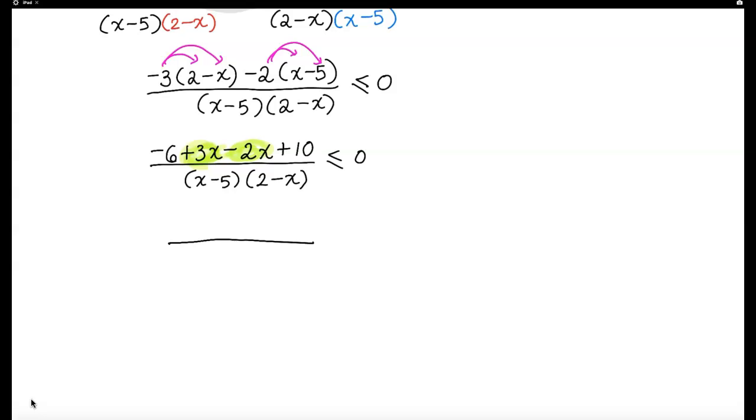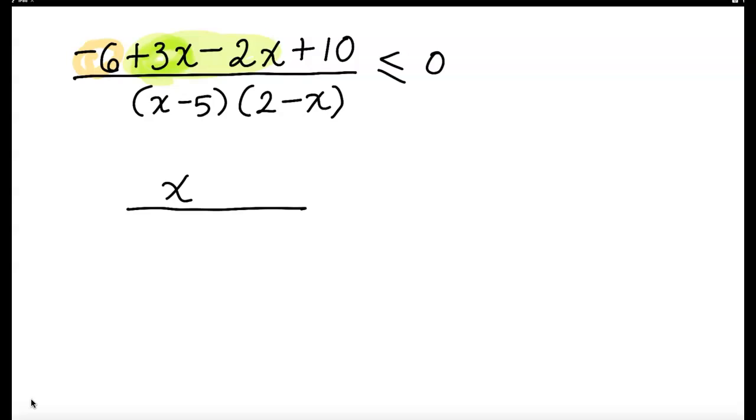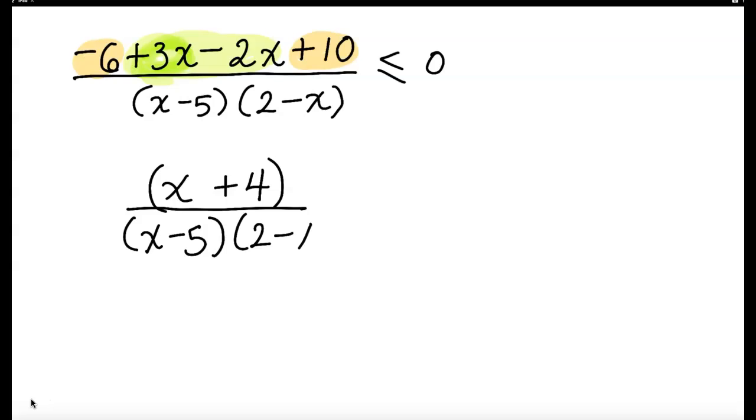And negative 6 and positive 10, those will combine and give us plus 4. So we're done simplifying the numerator. Numerator is simply x plus 4. The denominator is x minus 5, 2 minus x. So now we're ready to find the zeros of the numerator and the zeros of the denominator.